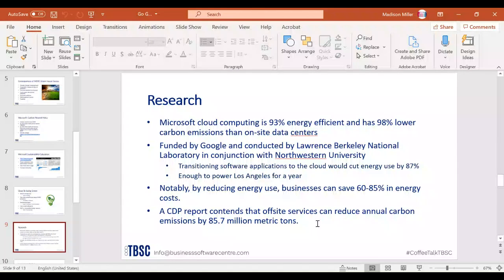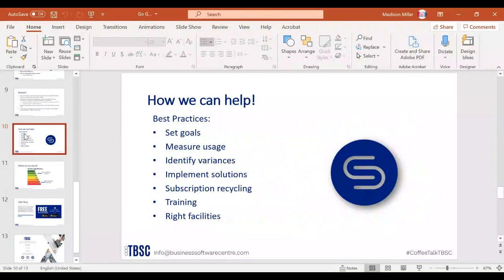What we can do is help you set goals for your business, and we can help measure your usage. We can identify what you're using and what you're not using, and then help you become more energy efficient by helping you reharvest licenses that are not used and optimizing your current usage. We'll help implement solutions. We can offer training to help your employees know their applications and what they're using and not using. And then of course, we can provide insights on what the right facilities are for you.